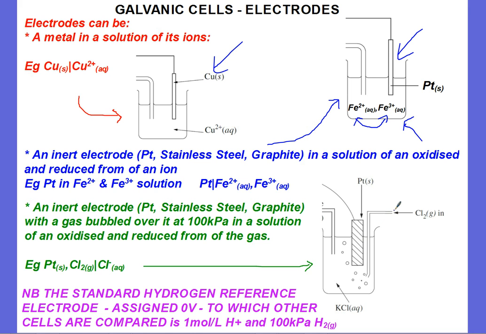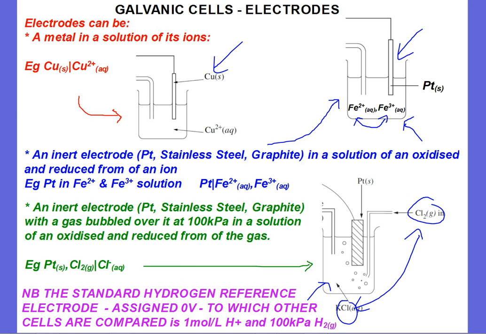You can also have inert electrodes sitting inside a solution of an ion, in this case chloride ion, while its gas is bubbled over the top at 100 kilopascals, and therefore you can have redox reactions taking place between the ion and the gas on the surface of this inert electrode. Note the standard hydrogen reference electrode is just like this one, except in the standard hydrogen electrode you've got hydrogen gas bubbling in, and you've got hydrogen ions in solution. The hydrogen ions at 1 mole per litre, and the hydrogen gas at 100 kilopascals, which are the standard conditions for galvanic cells.